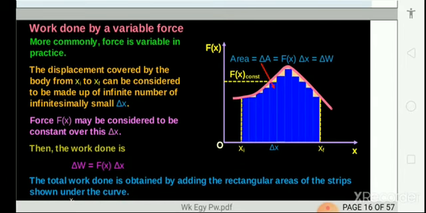Work done by variable forces. See on the screen a graph of force versus displacement. The force is changing. It depends on theta, the position, and the force you are applying.